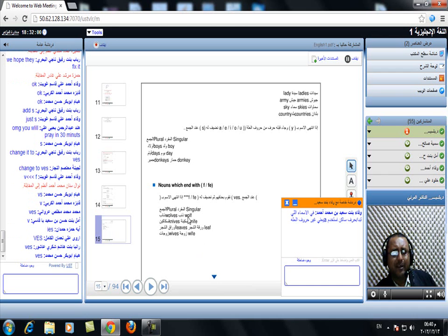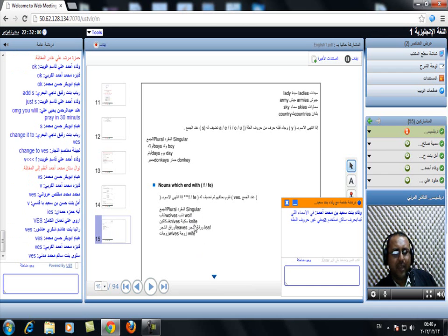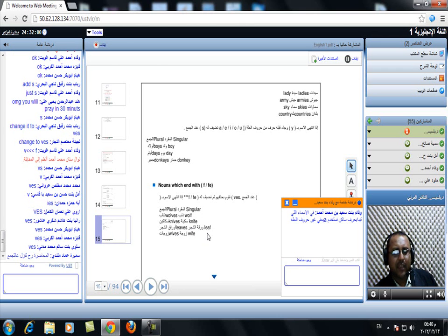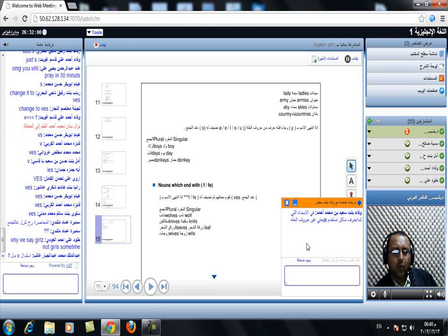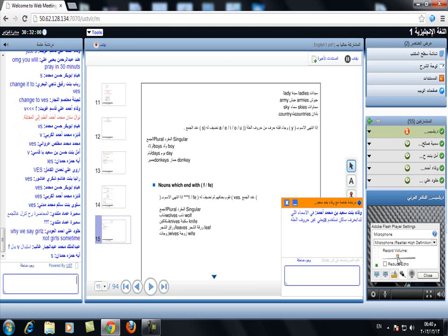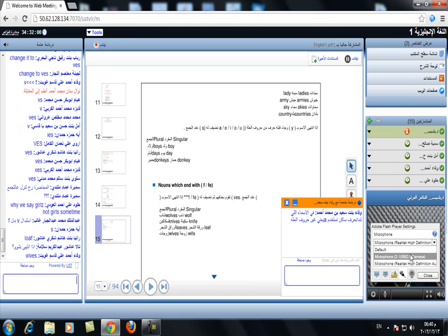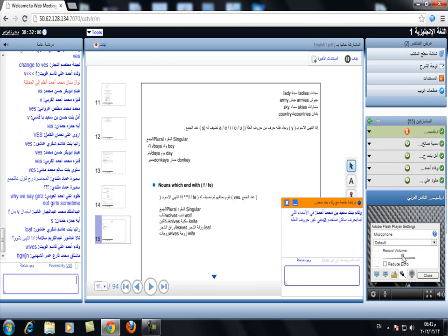Like in what? Like wolf, wolves. Knife, knives. Leaf, leaves. Wife, wives. So all these words end with either F or Fe, so we have to change the letter F into V and then add ES.